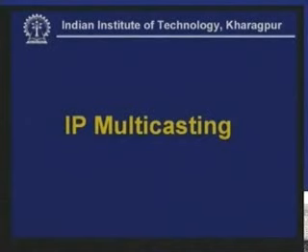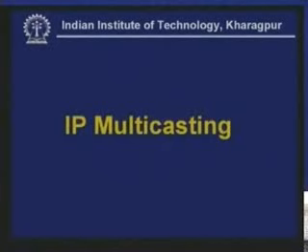Today's topic is IP multicasting. Till now, we have seen there are three modes of operation. One is unicast, that means when one sender is sending to one receiver. One is broadcast, that means one sender sending to all the receivers, that means all the nodes in the network. And multicasting, when you want to send it to just a group of hosts, not all the hosts. So that is the topic today, IP multicasting.